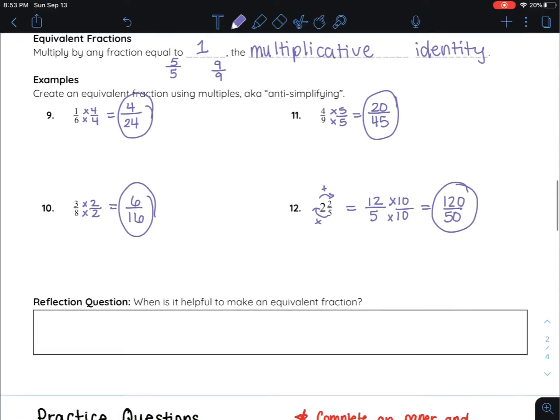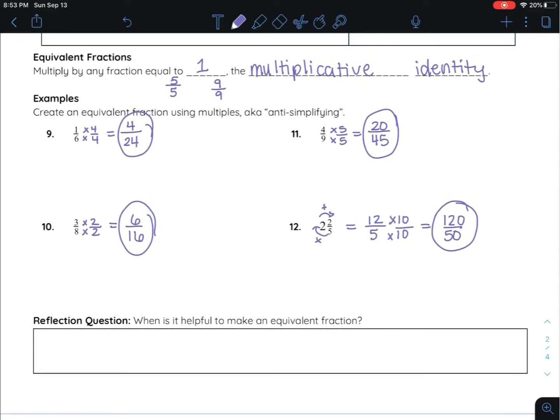Okay? And now we have a reflection question here that I'm going to have you answer in the Edpuzzle. When is it helpful to make an equivalent fraction? So when have you ever needed to change what a fraction looks like? Maybe so that you can do something with the fraction. All right?